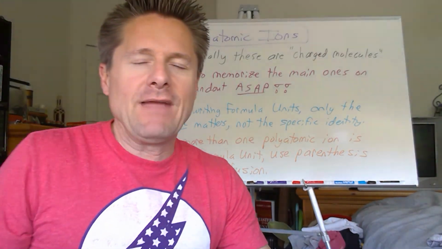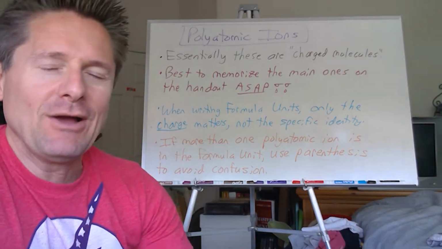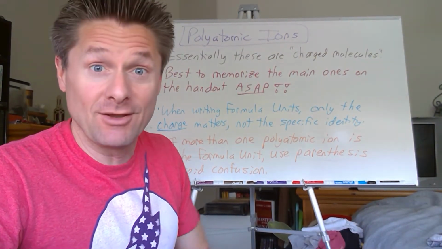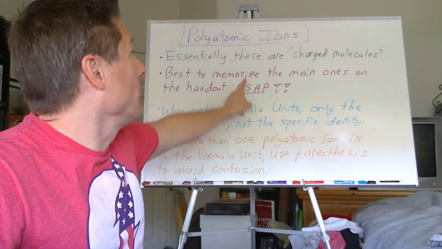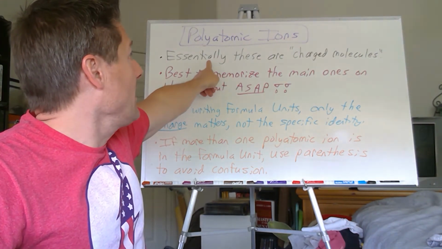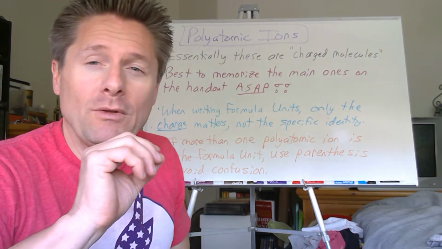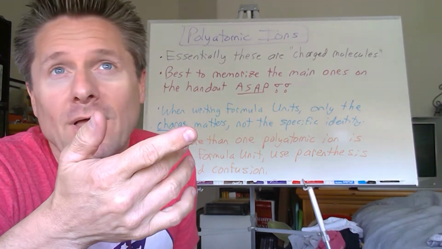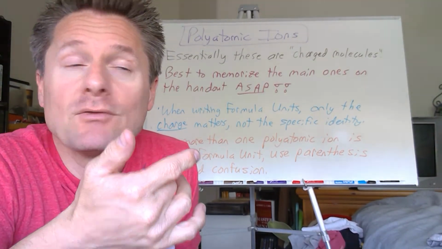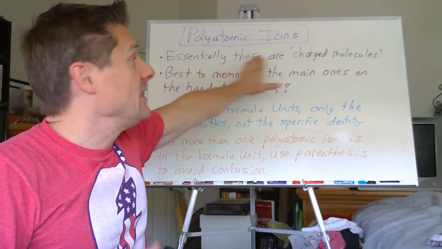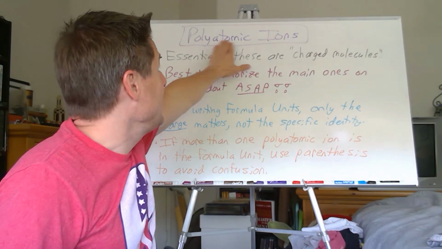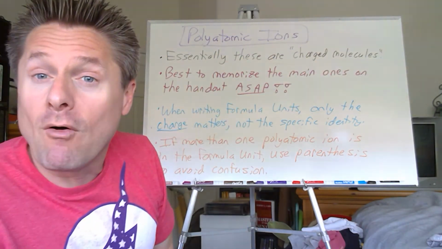All right, we've got the bane to all young chemists' existence, polyatomic ions. Are you ready for this? Here we go. So polyatomic ions, we've been only looking at monatomic ions at this point, right? So Na+, Br-, those kinds of things. These are essentially charged molecules. Poly meaning many atoms with a charge. That's really all that means.